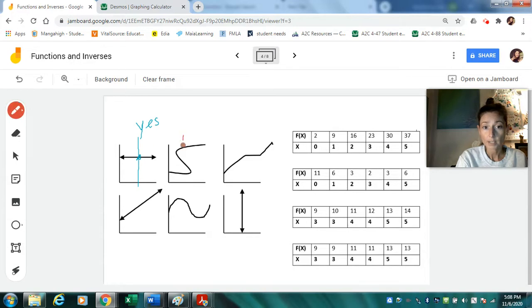Here, when I draw a vertical line, 1, 2, 3 times it crosses there. And so that is not a function. We don't know, given this x value that it lines up with, what the y value would be. So this would be no.